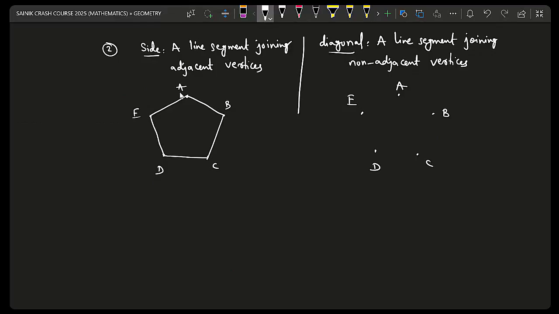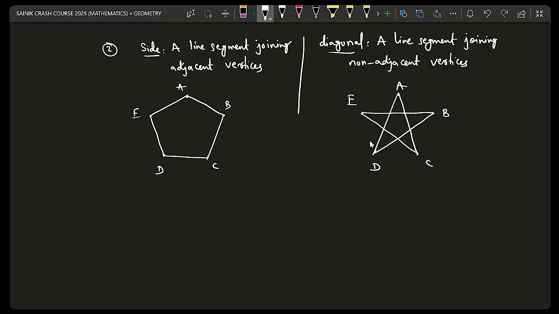Now coming to the diagonal. You should not join adjacent vertices to get diagonal. You should join non-adjacent vertices. Okay. So I know A and C are non-adjacent. By joining them, I get a diagonal of this polygon, and I know CE non-adjacent, diagonal. This is a diagonal of the polygon. EB diagonal of the polygon, because E and B are non-adjacent. BD also non-adjacent, so BD is a diagonal, and DA is also a diagonal.